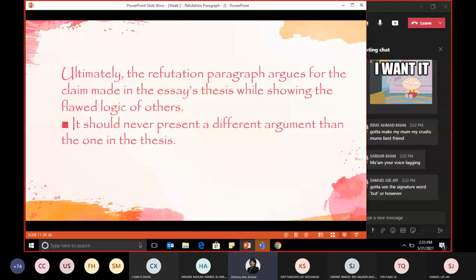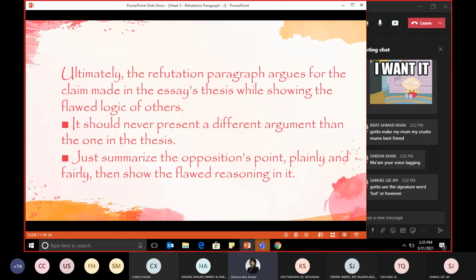And then number two, you just need to summarize. You do not have to state everything based on the opposition's point. Plainly and fairly, then show the flawed reasoning in it. Okay, all right, so that's what you can do. So you still address, but you are not going to explain further and elaborate further on the opposition's point. All right, that's one.